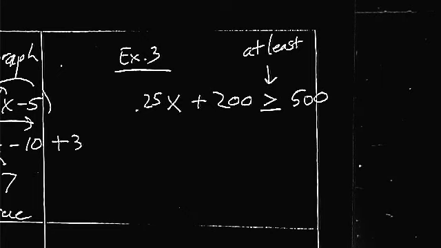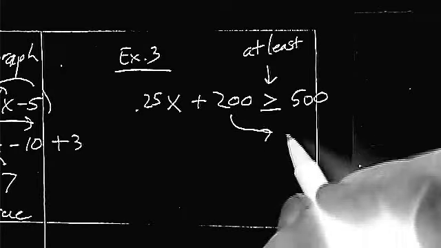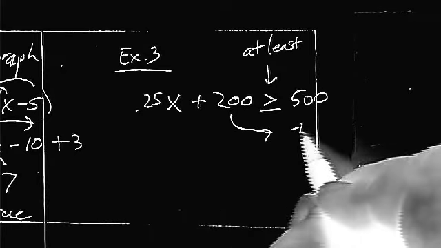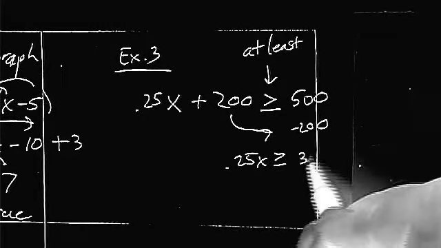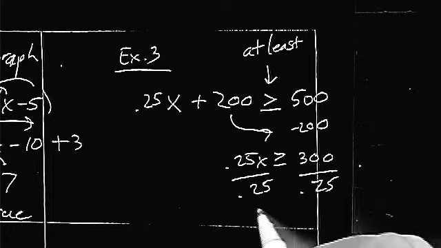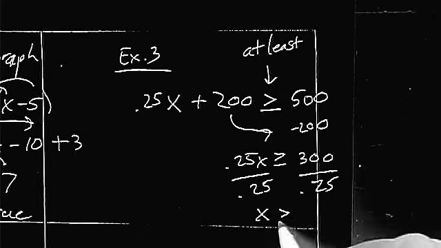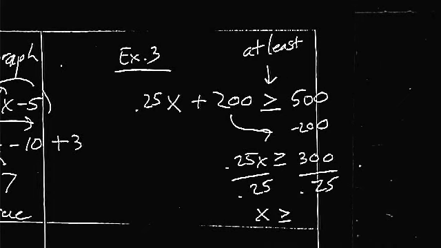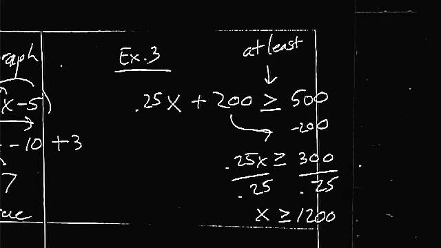So move the 200 to the other side. Right? We know we're going to be subtracting it. It gives me 0.25x is greater than or equal to 300. Divide out the 0.25, divide out the 0.25, x is greater than or equal to 1,200. 1,200 tickets. At least 1,200 tickets in order to make their goal.